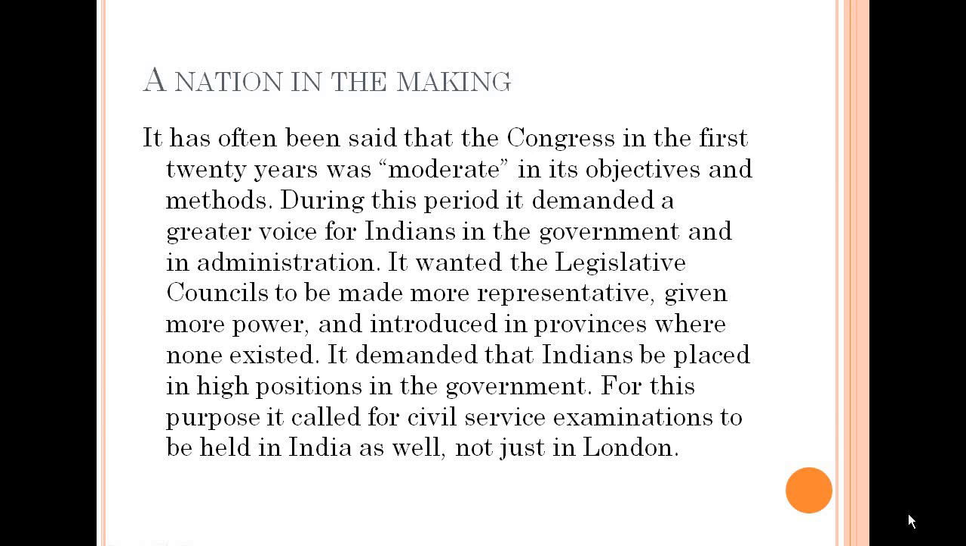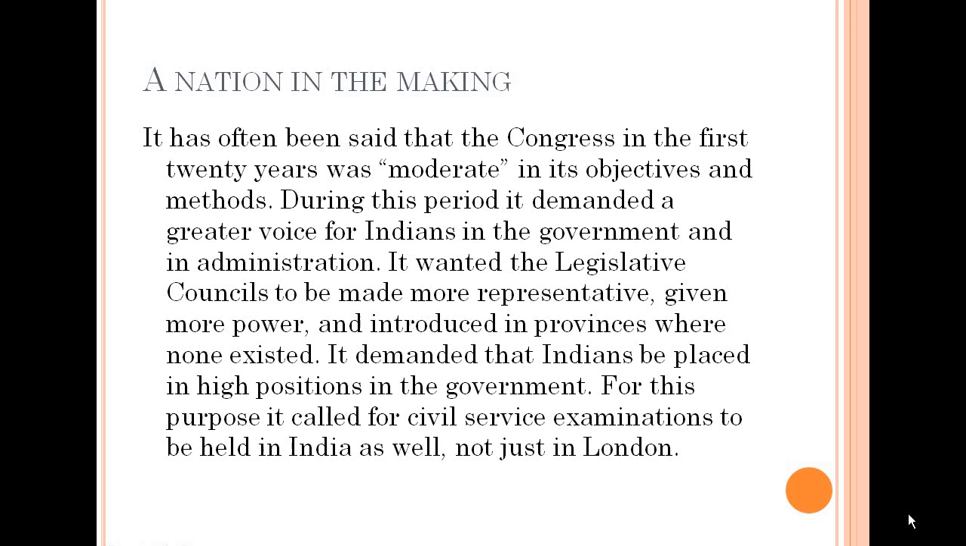It wanted the legislative councils to be made more representative, to be given more power, and to be introduced in provinces where none existed. Basically, in their government and council membership there were no Indians, and in the legislative councils there were very few. So they wanted an equal part in the legislative assemblies and council membership, with more representatives, and a lot of other things that they demanded.